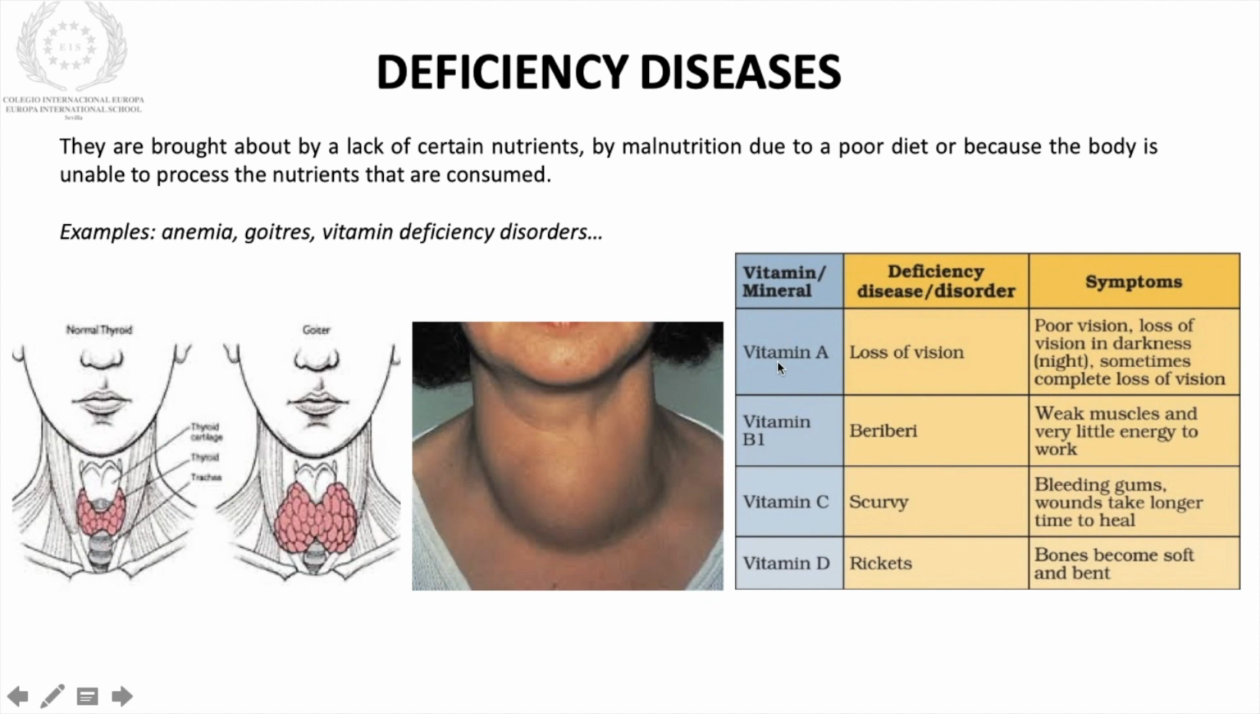Here you have different examples. For example, the vitamin A causes loss of vision, the vitamin B1 beriberi, the vitamin C scurvy, and the vitamin D rickets. Okay, different examples, and you can choose the one that you want.